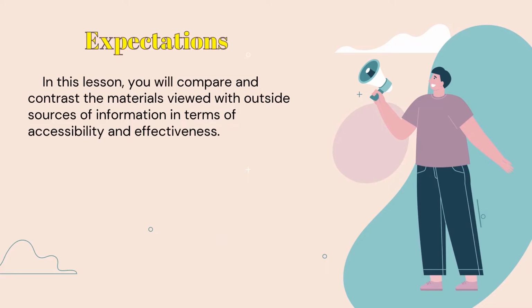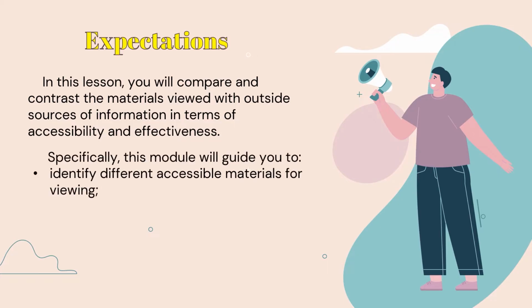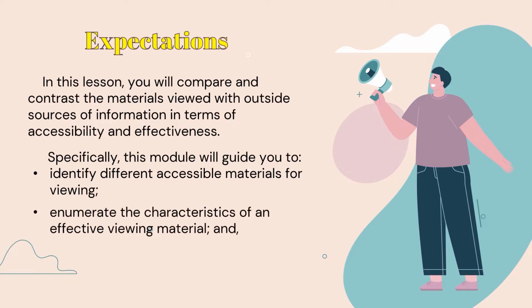In this lesson, you will compare and contrast the materials viewed with outside sources of information in terms of accessibility and effectiveness. Specifically, this module will guide you to identify the different accessible materials for viewing, enumerate the characteristics of an effective viewing material, and use a table for comparison and contrast.